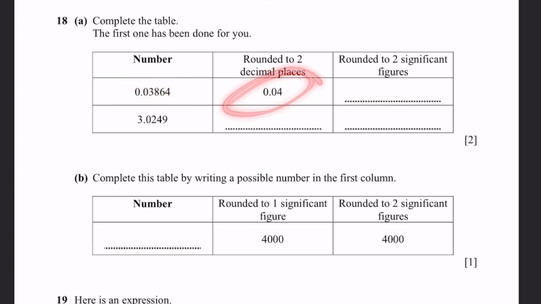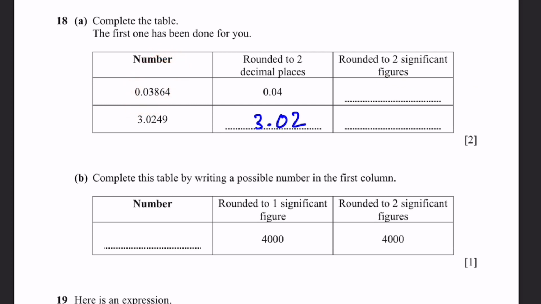That becomes 0.04. Using the same method, second decimal place is 2, the third one is 4, and that is less than 5. And that's why we don't do anything to it, just cut off everything after the 2 decimal places. 3.02. Now 2 significant figures.